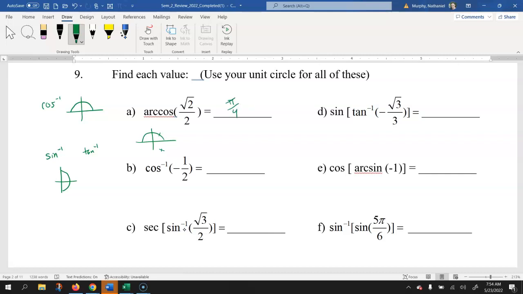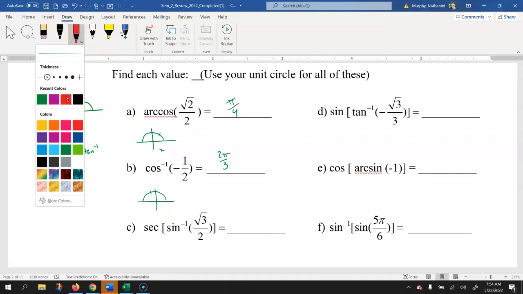Let's go down to B. Where is the inverse cosine going to be negative 1/2? Again, our restricted domain, let's actually be up a little higher, is between quadrants 1 and 2. So where cosine is negative 1/2 there, that would be at 2 pi over 3.